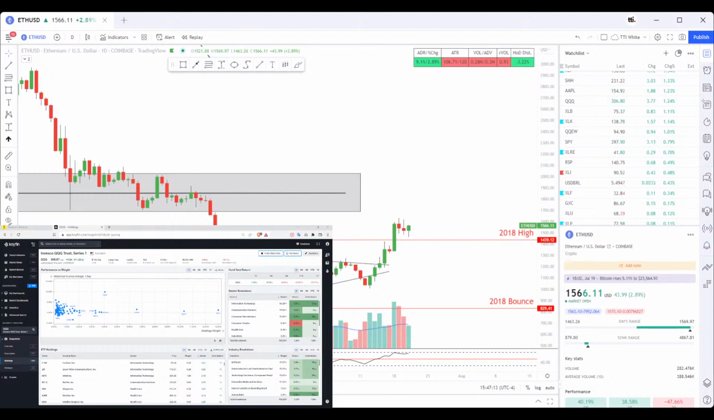IWO, inverse head and shoulders. I think you're missing your head there. You need 3 peaks. Yo, IWO is a diamond. What's up? I said IWO is a diamond, so let's just make sure we stick to the right pattern. Well, here, let's pull IWO up and see what was carrying it today.